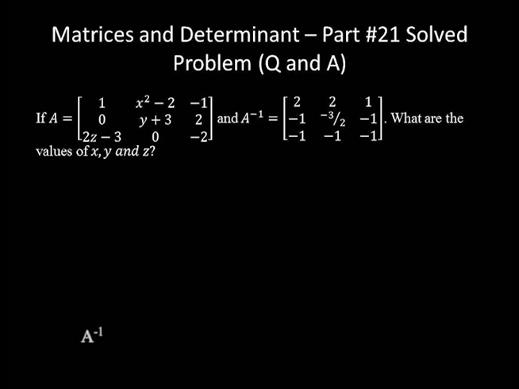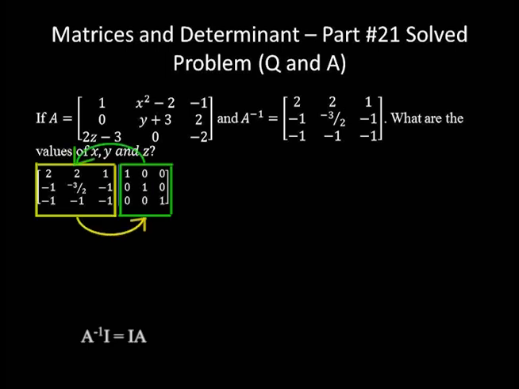A inverse times identity matrix equal to identity matrix times matrix A. As it is stated in the formula, what we are going to do is to carry out elementary row operations that help us to switch A inverse and identity matrix. To do so, let's form an augmented matrix and set elements of A inverse to the left of the vertical line and the 3 by 3 identity matrix to the right of the line. Our next task is to switch these two matrices.